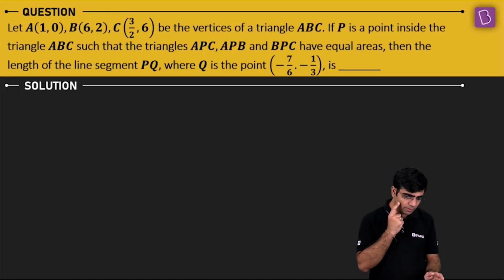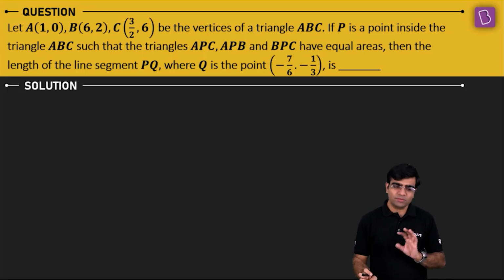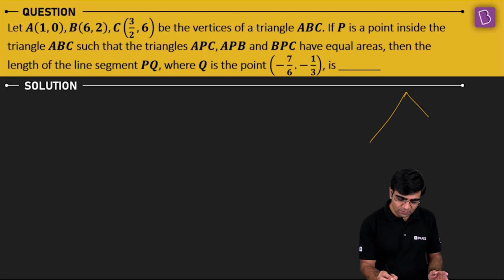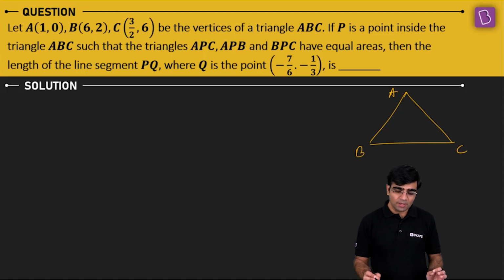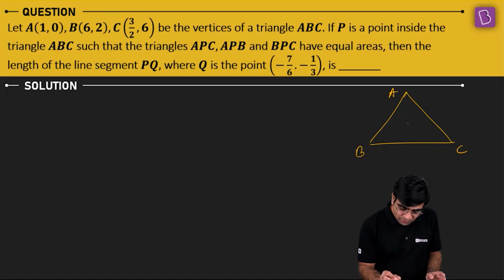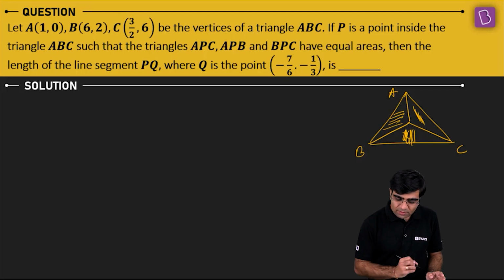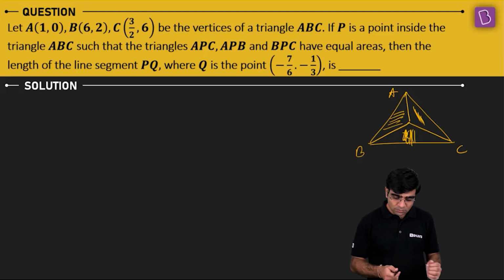Okay, now let's quickly move on. So it says that there are 3 points A, B, and C. Let's say these are the vertices of the triangle ABC. P is a random point inside such that the triangles have equal area. So somewhere the point P is such that the area of these 3 triangles, this triangle, this triangle, and this triangle, they're all the same.